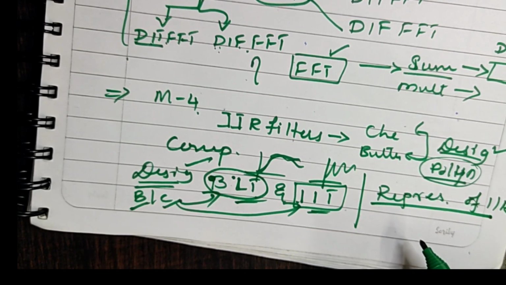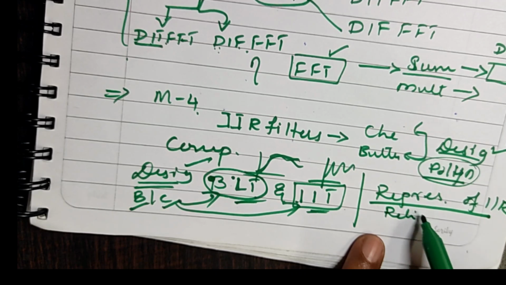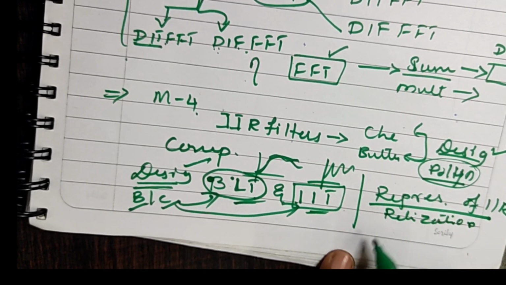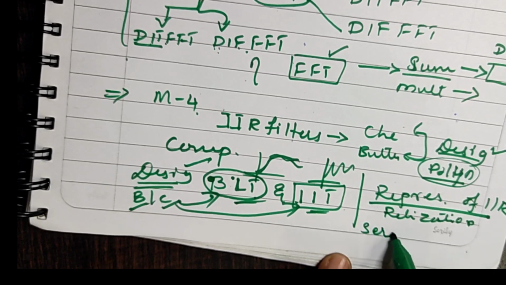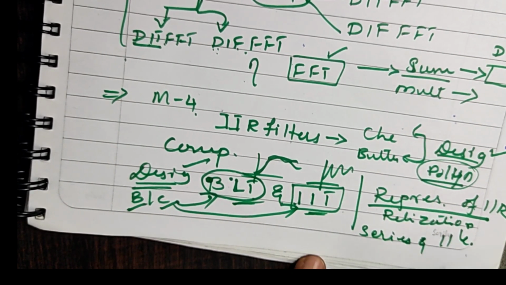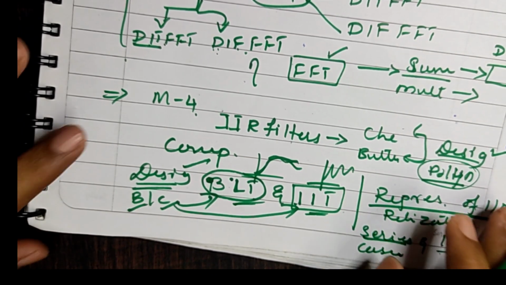So the representation of IIR filters is nothing but your realization also. The realization which I took, realization of IIR filters, has series and parallel forms. Series is nothing but your cascade form, and then the parallel form.